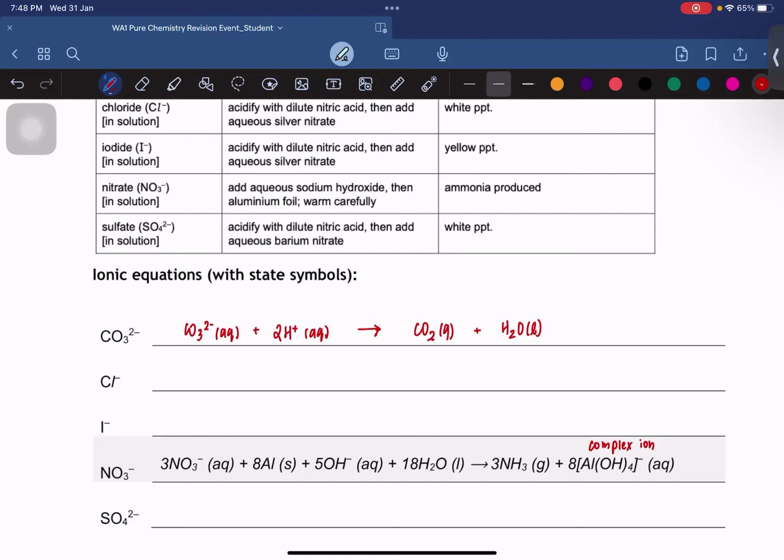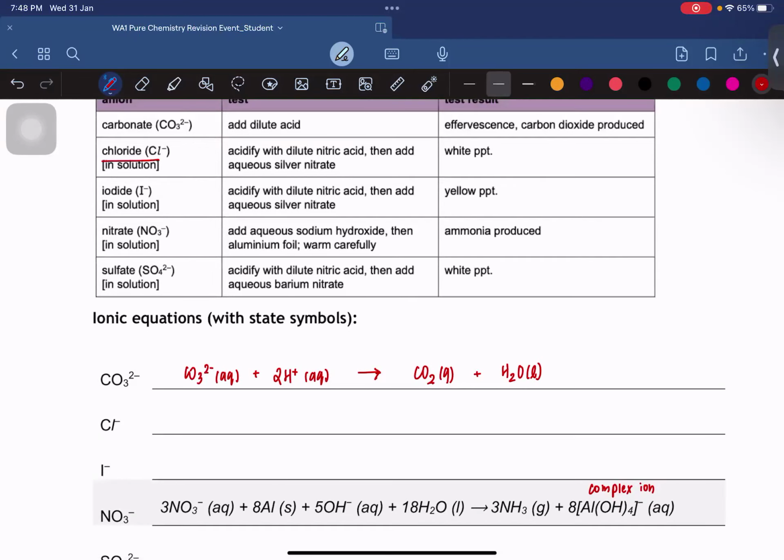The next one, chloride. How do we test for chloride? Chloride is the same as testing for bromide, also the same as testing for iodide. Basically, all your halides, group 7 elements.